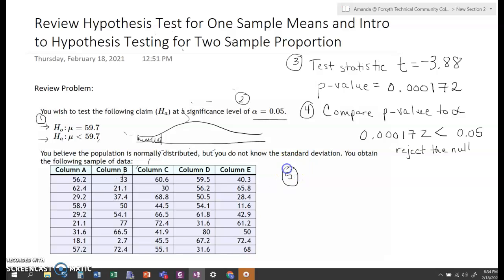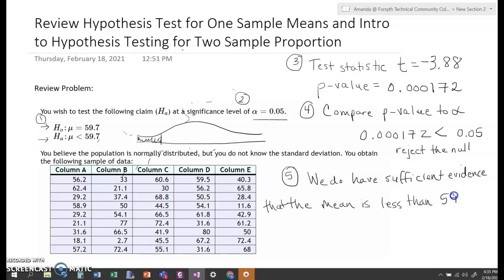Our very last step is we want to state our practical conclusion with respect to the actual situation. So if we reject the null, we do have sufficient evidence that the actual population mean is less than 59.7.